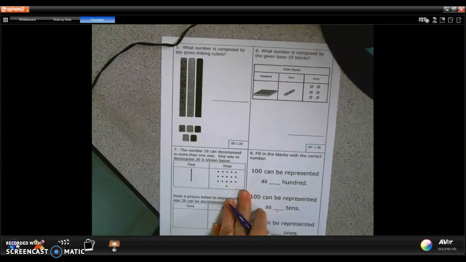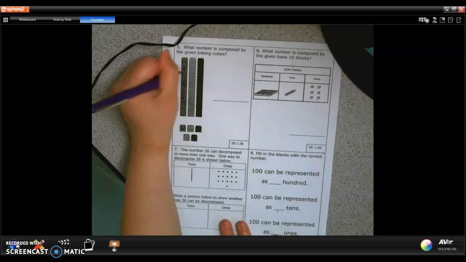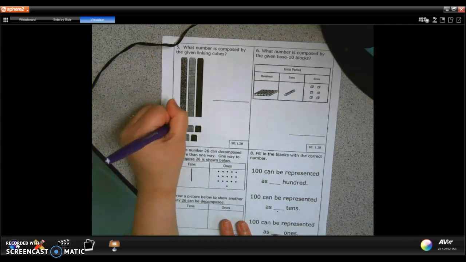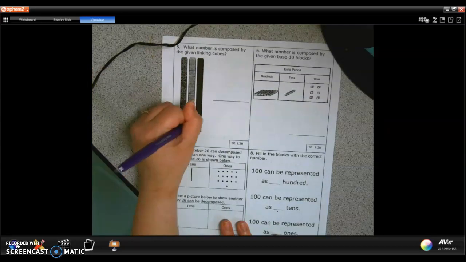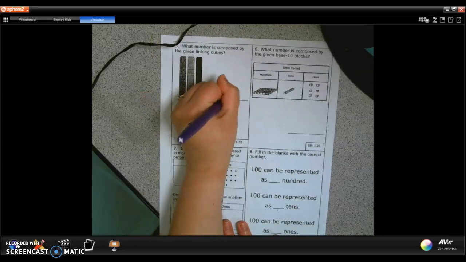What number is composed by the given linking cube? So I'm going to go 1, 2, 3, 4, 5, 6, 7, 8, 9, 10. So I know each of these sets has a value of 10. So I'm going to go 10, 20, 30, 31, 32, 33, 34, 35. It has a value of 35 cubes.